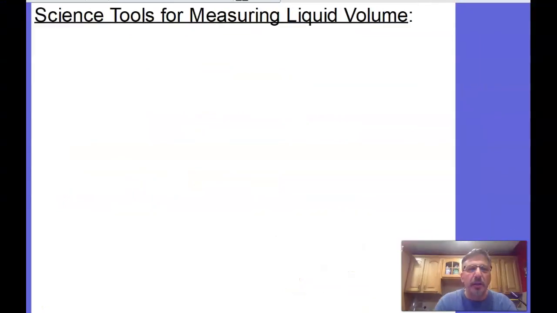Okay, we're going to go ahead and go through some of the science tools for measuring liquid volume. So skip a line in your science journal and write Science Tools for Measuring Liquid Volume. I'll write that down and we'll come back to it after I review the tools. Pause the video if necessary.